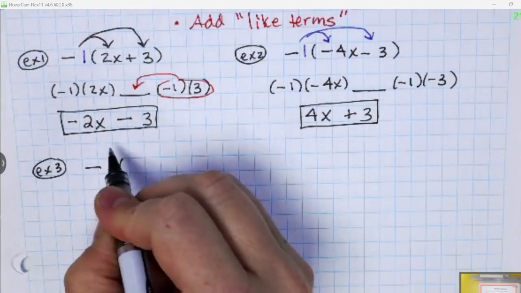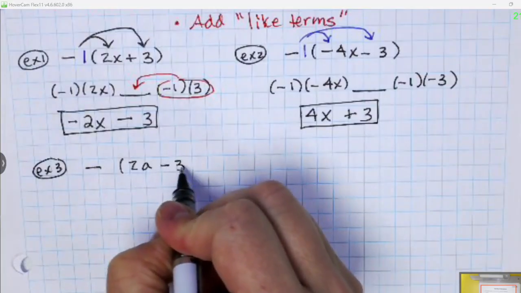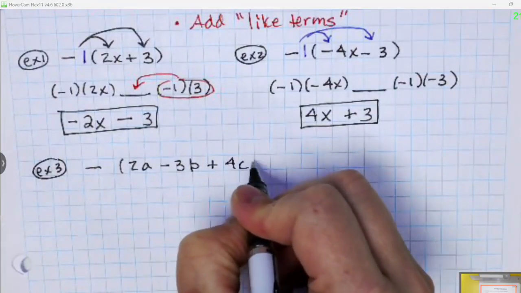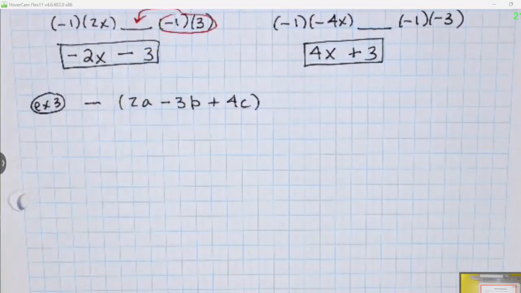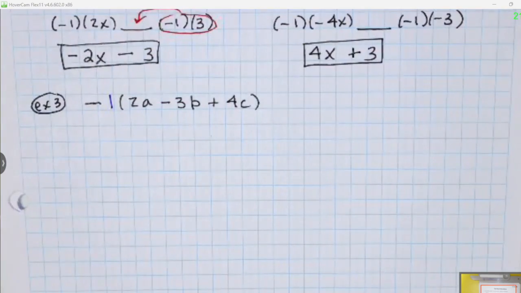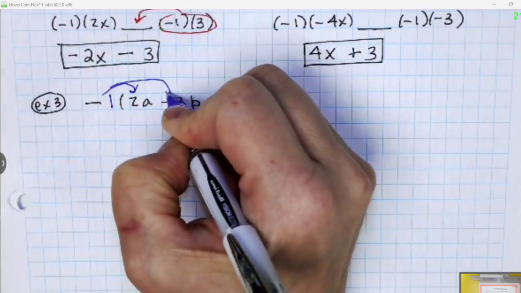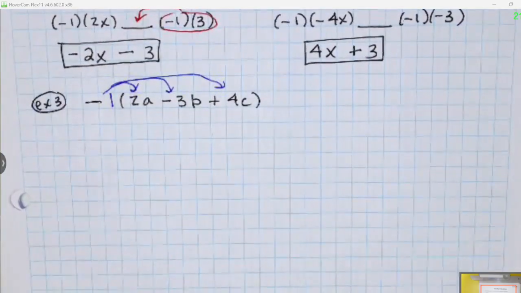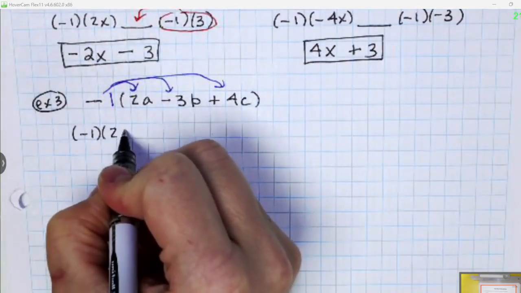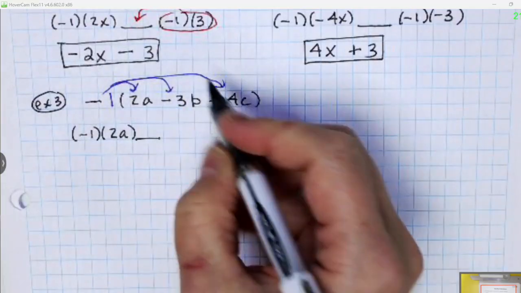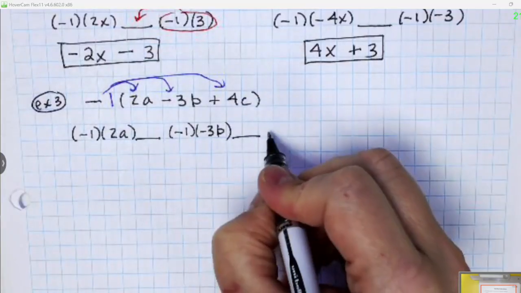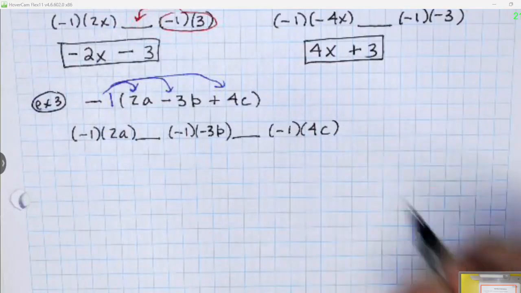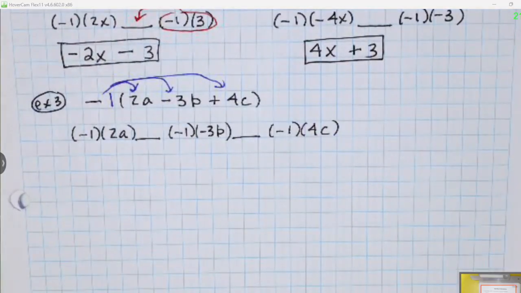So you have a negative, and then in parentheses, 2a minus 3b plus 4c. So as you learned day before yesterday, 3 pieces just means you're going to have 2 spaces. That's the only difference. You're still going to put the 1 in. You're still going to distribute. It's just going to happen 3 times. All right, so we have negative 1 times 2a, leave a space, move to the next one. Negative 1 times negative 3b, leave a space, move to the next one. Negative 1 times 4c. So it's the exact same process, just 3 times.